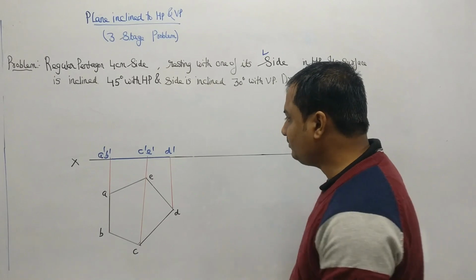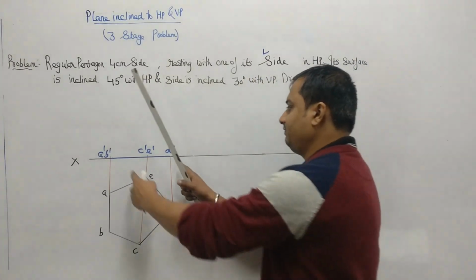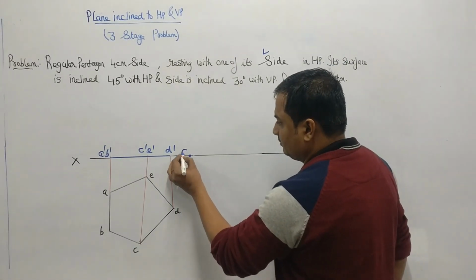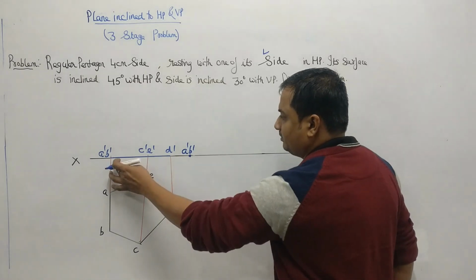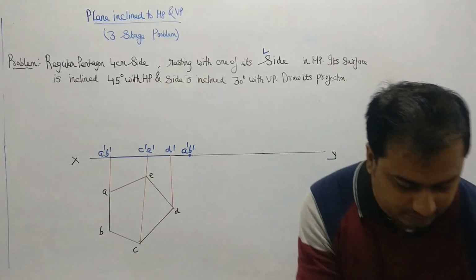Okay. So I have taken this vertical because this is a problem of side. Now the second stage is the surface has to be inclined 45 degrees. So I will be taking one point, the name will be A dash, because this side is on the xy itself. This side should be on xy.